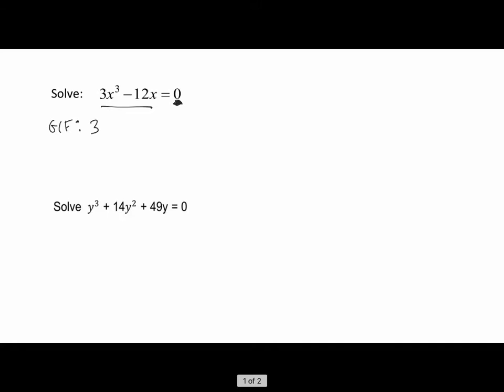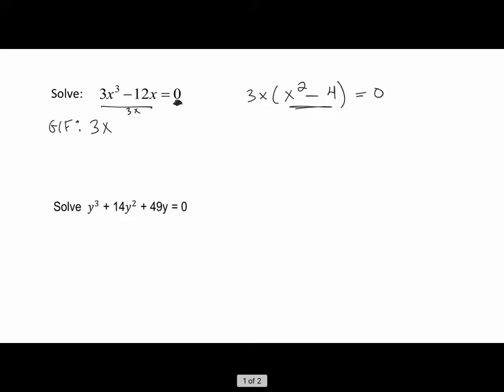Both of these terms share a factor of 3 and x. So let's factor the 3x out of those two terms. First, divide to see what remains. So that first term, use the quotient rule, that'll be x squared. For the second term, that's going to leave 4. X will cancel out multiplicatively.